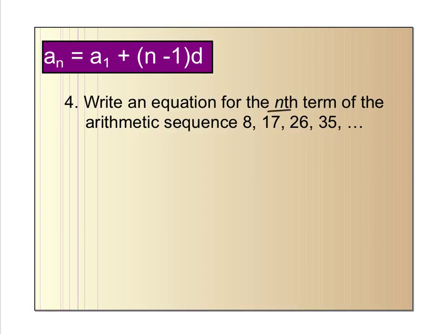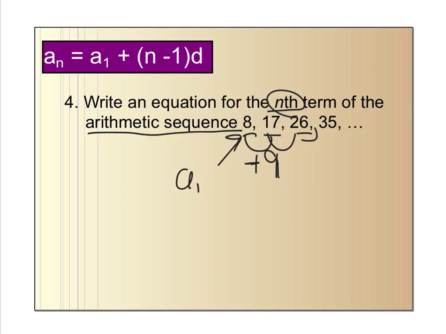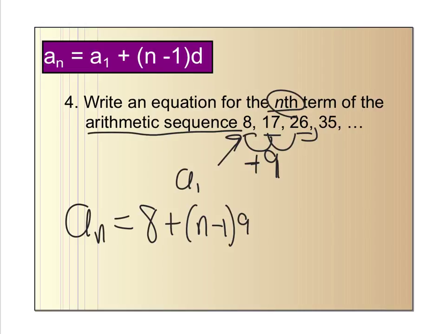So write an equation for the nth term of the arithmetic sequence 8, 17, 26. So what am I adding each time? Well, I'm adding 9. So my first term is going to be 8, that would be my a sub 1. So my a sub n would equal 8 plus n minus 1 times 9.